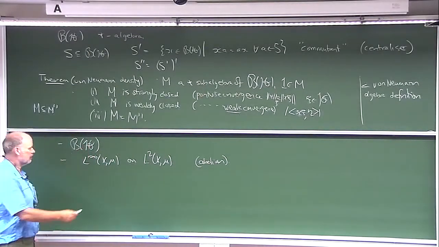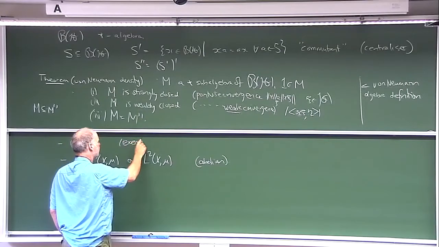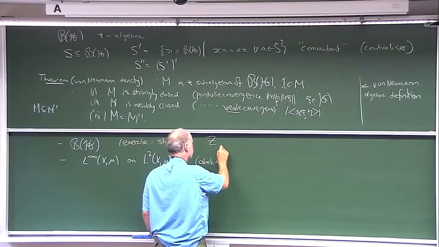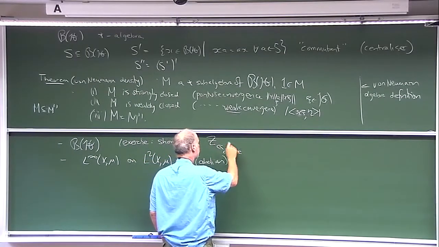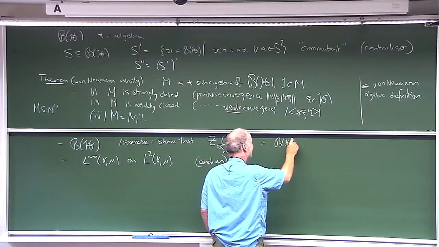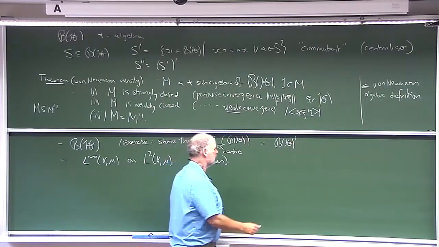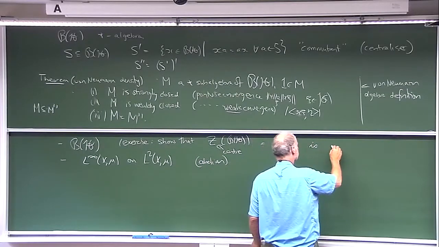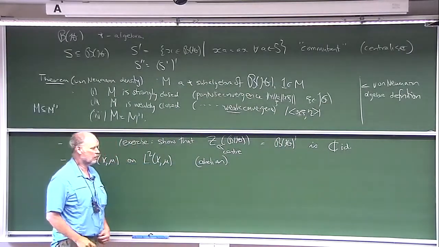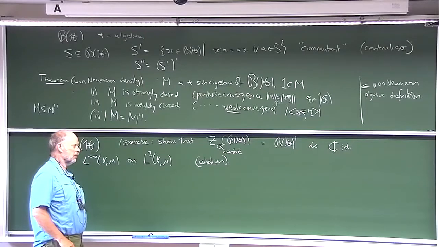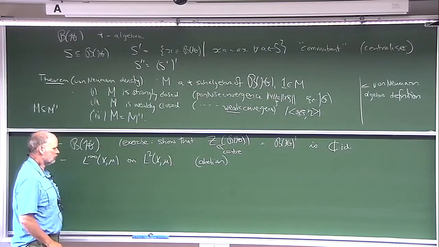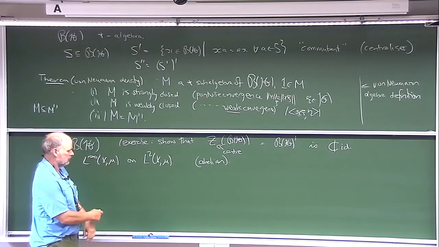It's an exercise. Show that the center of B(H), which in this case is also the same thing as the commutant of B(H), is C times the identity. So this is an exercise that you can show without too much trouble, that if a bounded operator commutes with all other bounded operators, then it has to be a multiple of the identity. So this is highly non-commutative. This example is completely commutative.